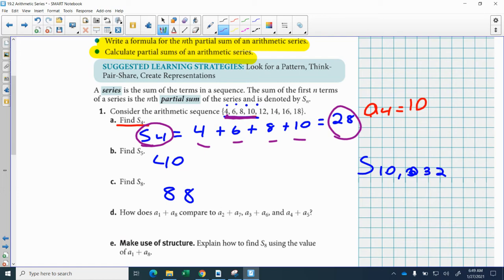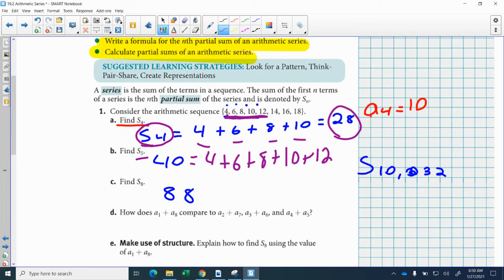And I would do that for each one. If you think about S of 5 here, the answer is 40, but I got that by just taking the first 5 terms, which is 4 plus 6 plus 8 plus 10 plus 12. Okay, the first 5 numbers of that series combined together. Okay? And that's the only thing that we're really doing different within this lesson.